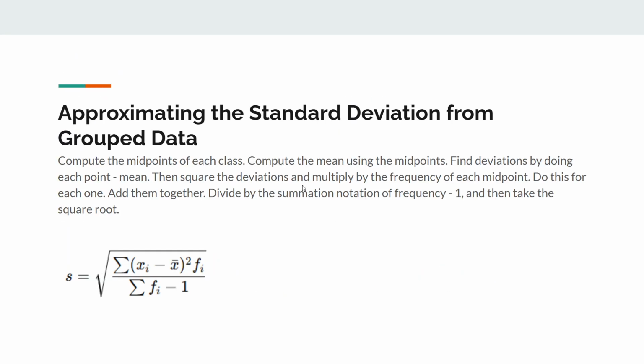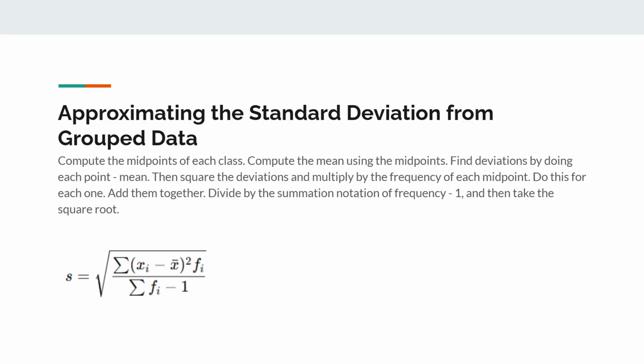Now this one is a little bit more difficult, simply because it looks more difficult. It's really easy. And the only difference here is that you calculate the mean using the midpoints here. So first you compute the midpoints of each class, and then compute the mean by adding the midpoints together and dividing by the frequency here. Find deviations by doing each point minus the mean.